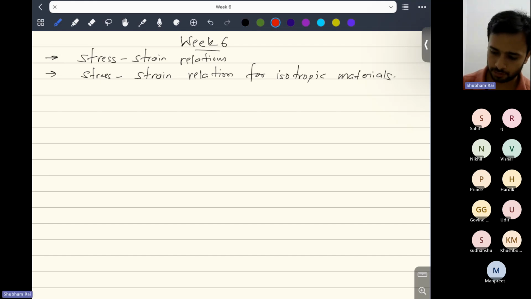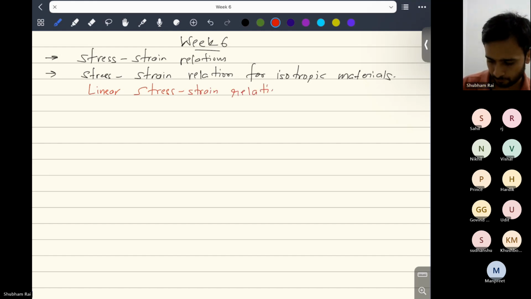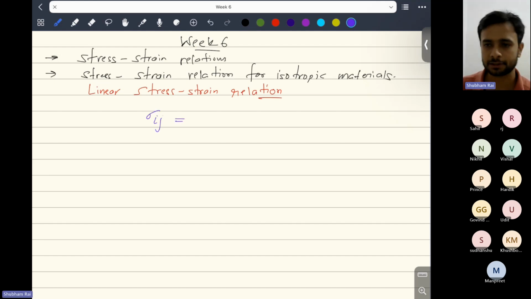So you would have studied the linear stress strain relationship. That is given by, if you remember, sigma ij, which is the stress tensor. This will be related to the strain tensor through a constitutive matrix.